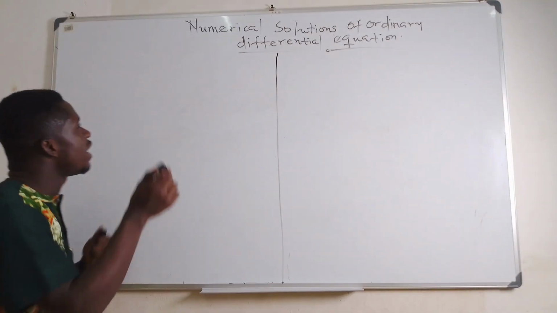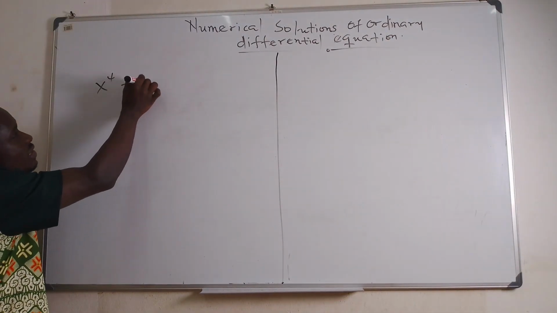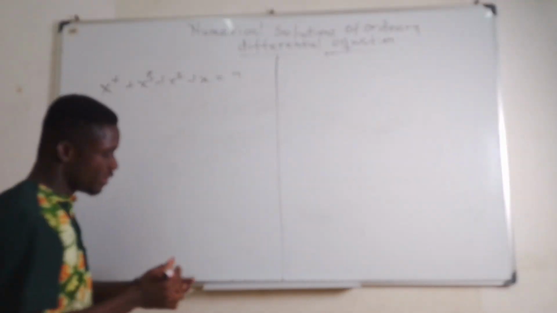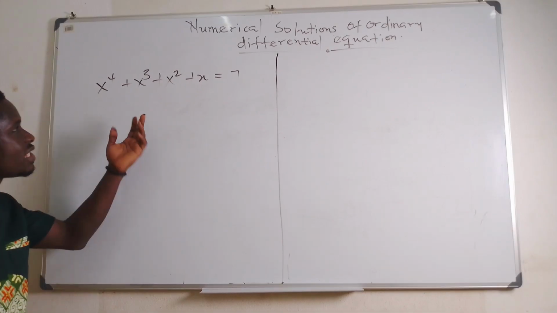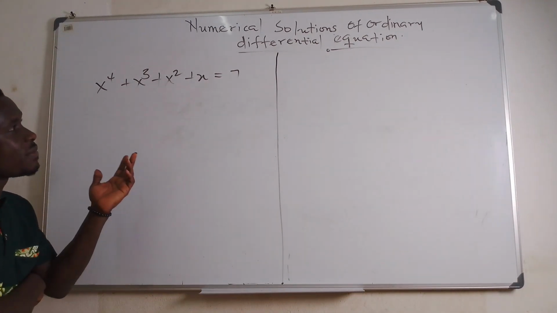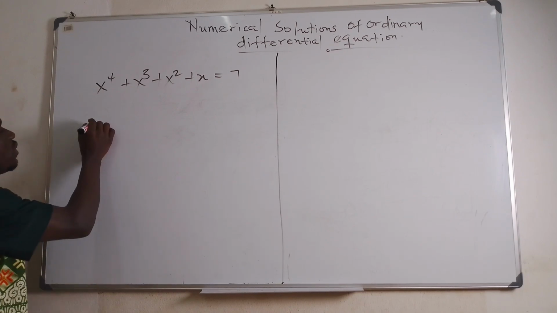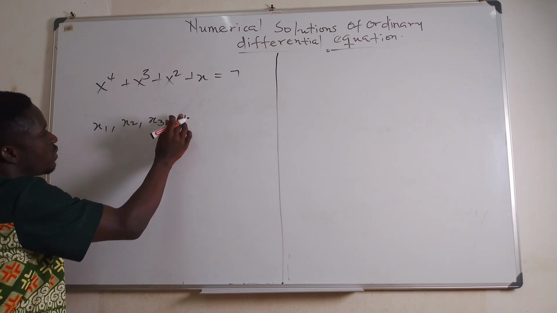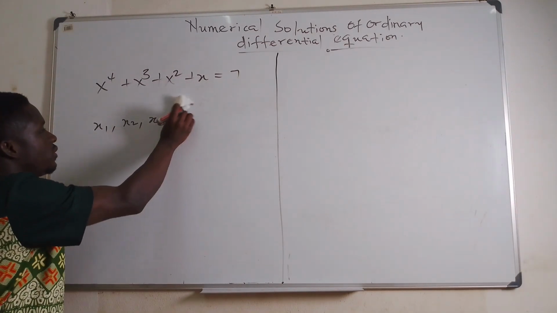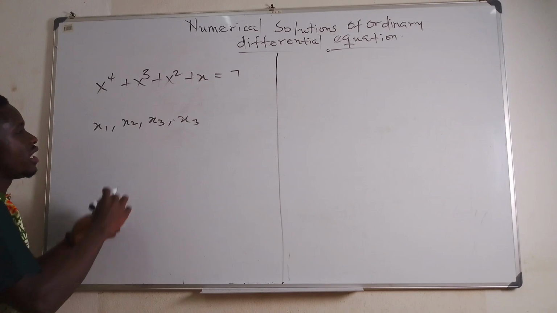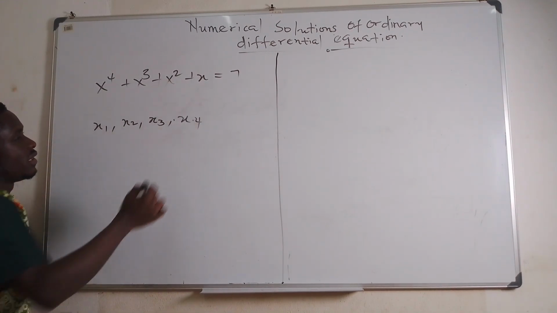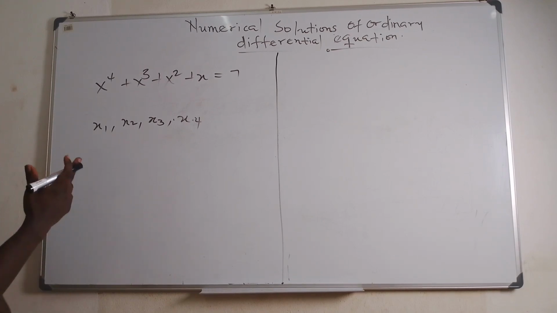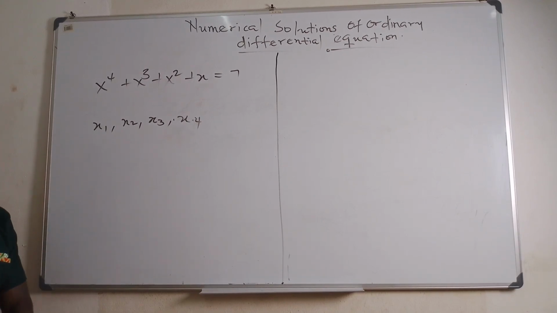So let's say we have s power 4 plus s power 3 plus s squared plus s equals 7. For this question, we know that it's quite difficult for us to get our roots, and we are expected to find x1, x2, x3, and x4. These are roots that we are going to find, and it's quite different from solving a quadratic equation. So at this instance, numerical solution will help us to find our way out.